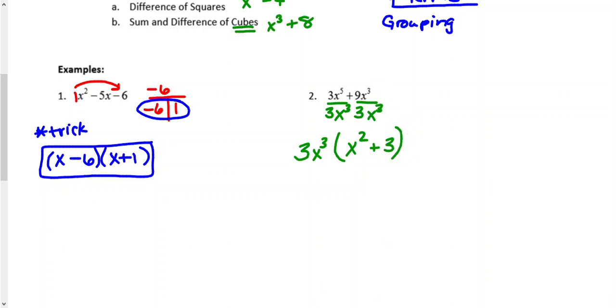Close my parentheses. Now here I do have to look inside. Can I continue to factor this? I can say no right off the bat because I realize this is a plus sign. My special case is when I'm subtracting, and these are not perfect squares. So this is actually my final answer.